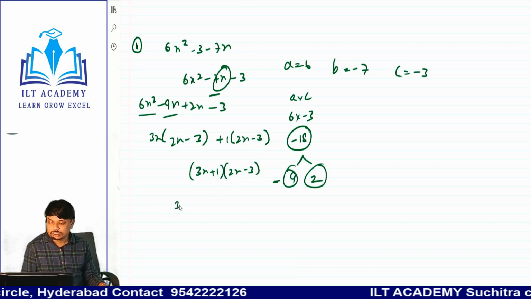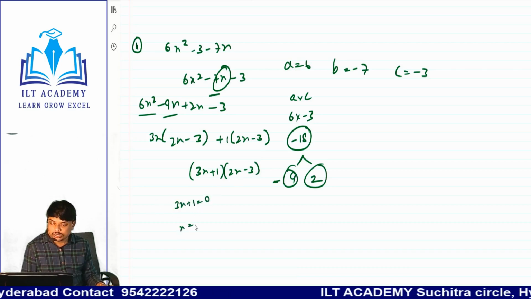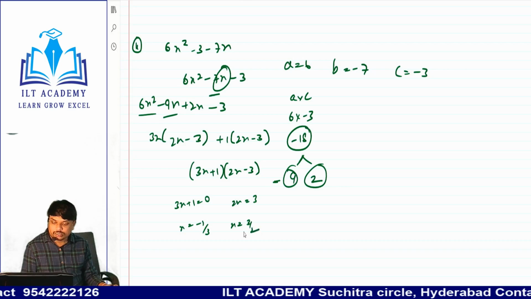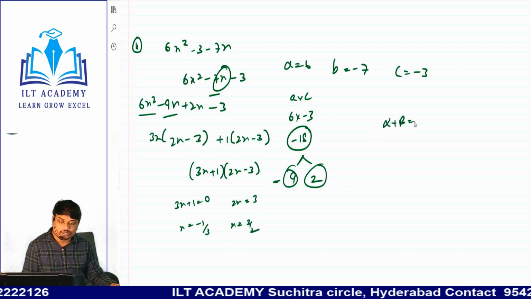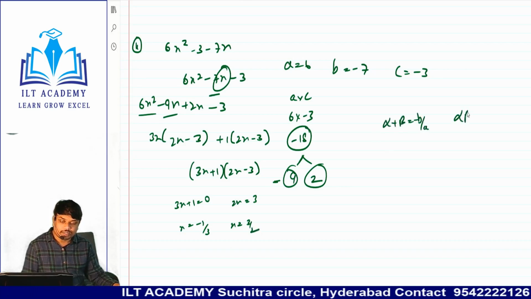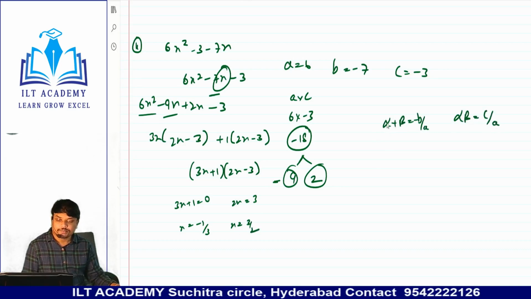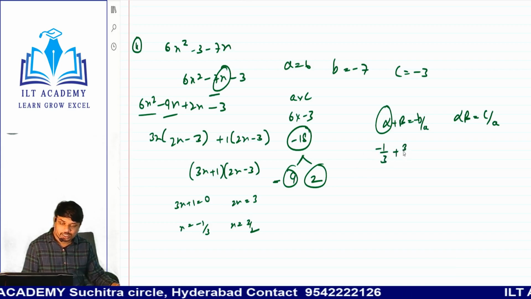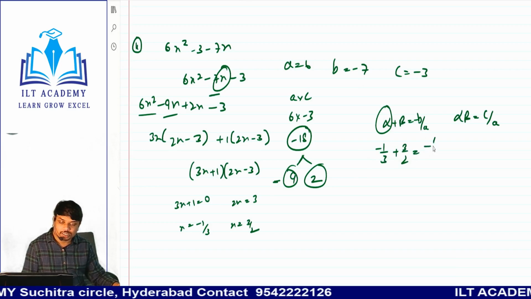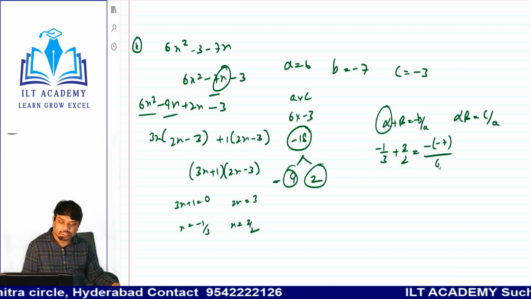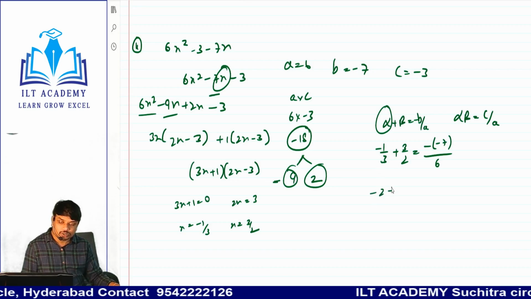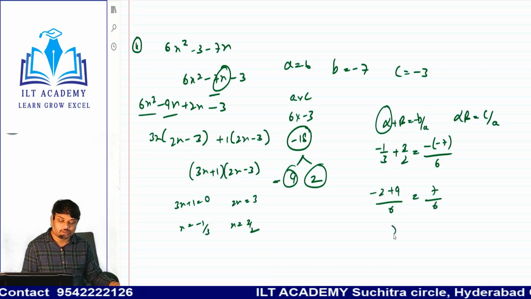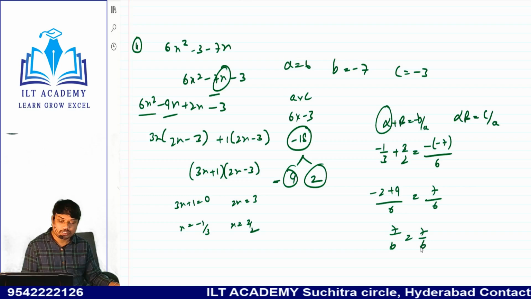Any doubts? So 3x plus 1 is equal to 0, x is equal to minus 1 by 3. 2x is equal to 3, x is equal to 3 by 2. Now alpha plus beta is equal to what? Minus b by a. Alpha beta is equal to c by a. Alpha is minus 1 by 3 plus beta is 3 by 2 is equal to minus b by a. Minus of minus 7 divided by a, which is 6. So minus 2 plus 9 divided by 6. So minus of minus is 7 by 6. Minus 2 plus 9 is 7 by 6. 7 by 6.